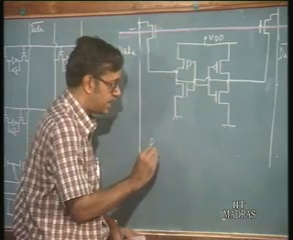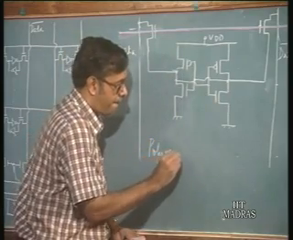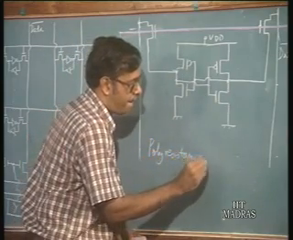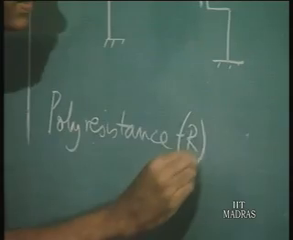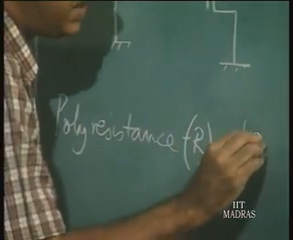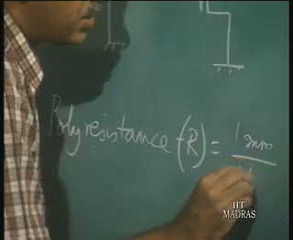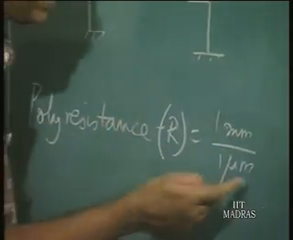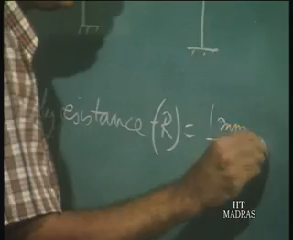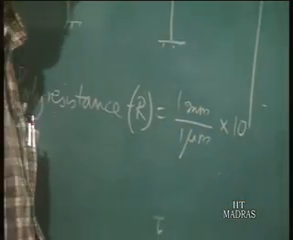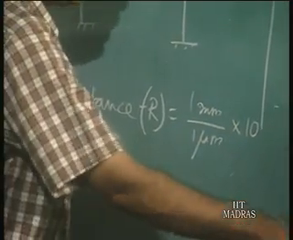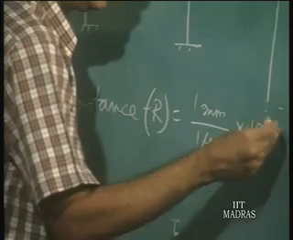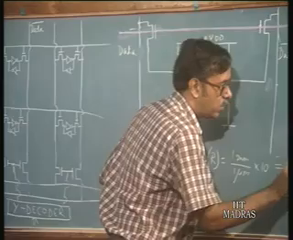So, the poly resistance R is equal to 1 millimeter by 1 micron. That many squares you have, the length is 1 millimeter, width is 1 micron. So, you have 1000 squares into 10 ohms. So, the total resistance of the polyline is 10 kilo ohms.